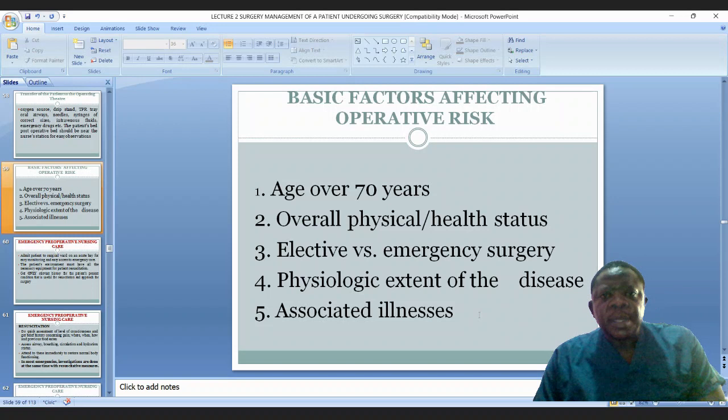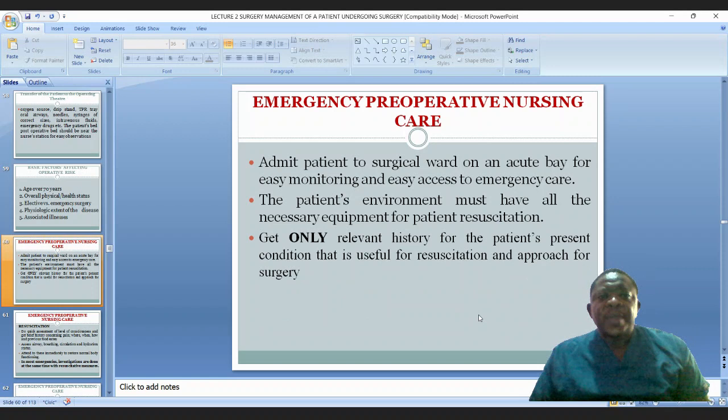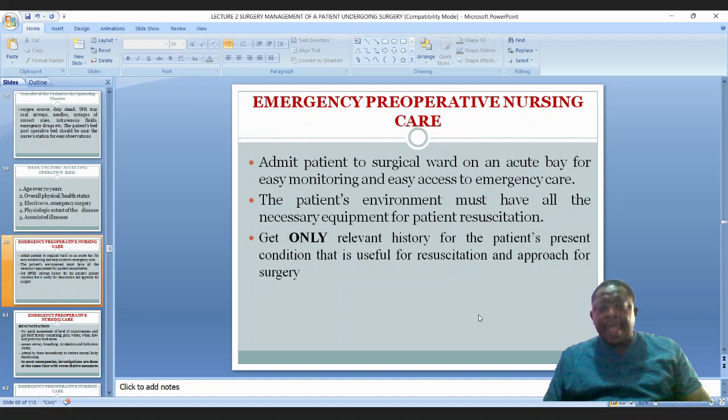Our concentration for this lesson is emergency preoperative nursing care, and it's a continuation of the things that we looked at to do with preoperative care. In emergency preoperative care, within this lesson, we are going to make a comparison of some main framework that you can use when you are nursing a patient with an emergency preoperative condition.